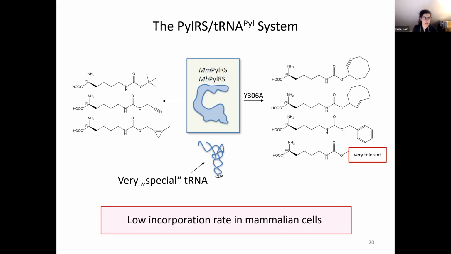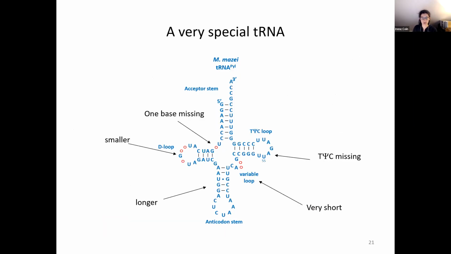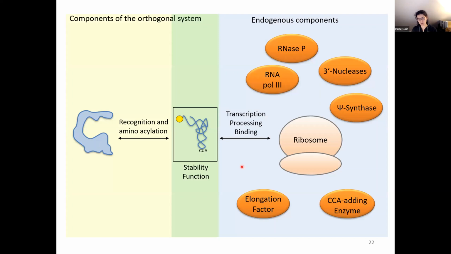And so we were thinking, why is it so bad? It's so good in bacteria. Why is it so bad? And so we focused our attention on the tRNA. This is a very special guy because, first, the anticodon stem is longer than in canonical tRNA. There is one base missing at the hinge between acceptor stem and D loop. And this D stem loop is very, very short. And the usual TΨC motif is missing. The variable loop is almost not existing. So the point is, if you work in mammalian cells, you need to transcribe not only this tRNA, but you also need to process it.